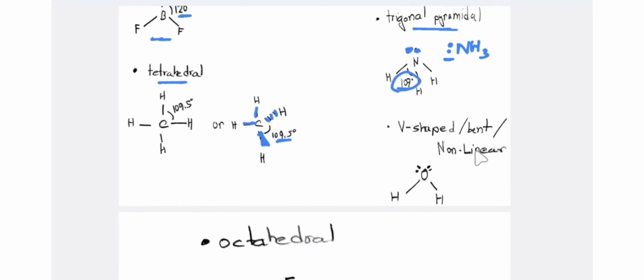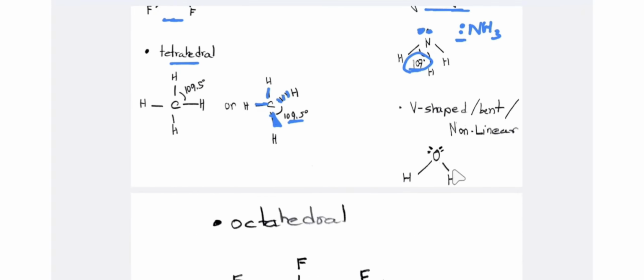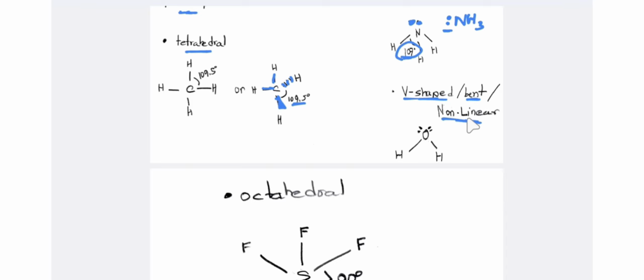So this is the structure of ammonia. And water is bent, V-shaped, or non-linear. So bent V-shape or non-linear. And here is the structure of water.